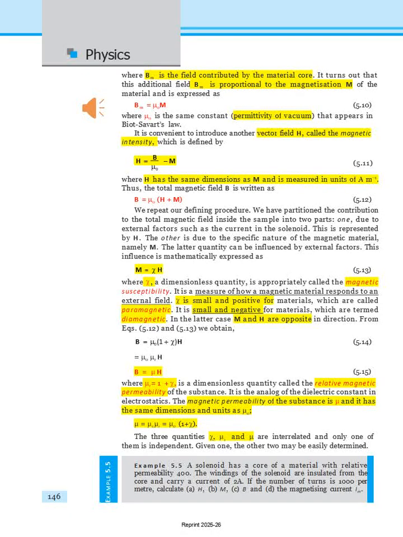It is the analog of the dielectric constant in electrostatics. The magnetic permeability of the substance is mu and it has the same dimensions and units as mu0. mu equals mu0 mu r equals mu0 into (1 plus chi). The three quantities chi, mu r and mu are interrelated and only one of them is independent. Given one, the other two may be easily determined.